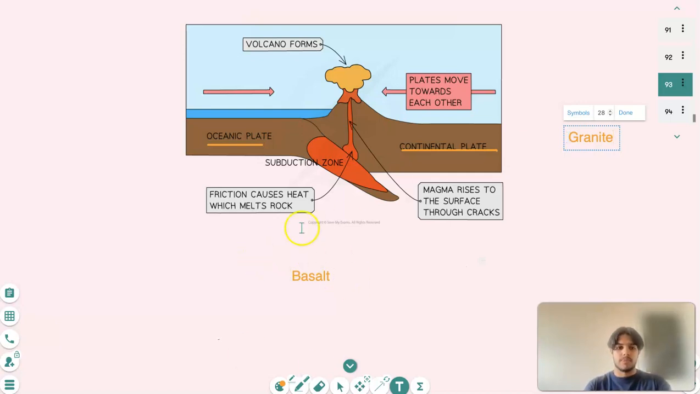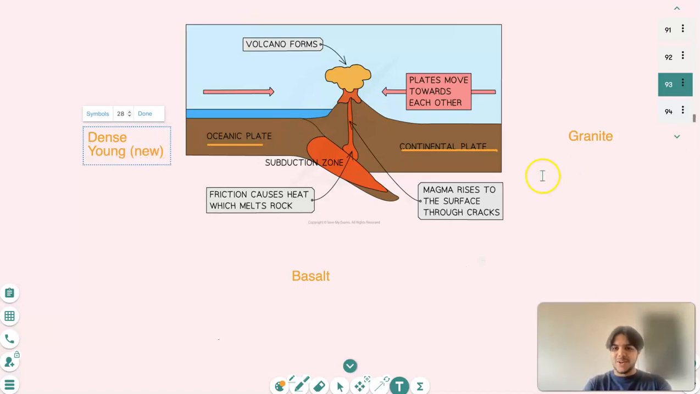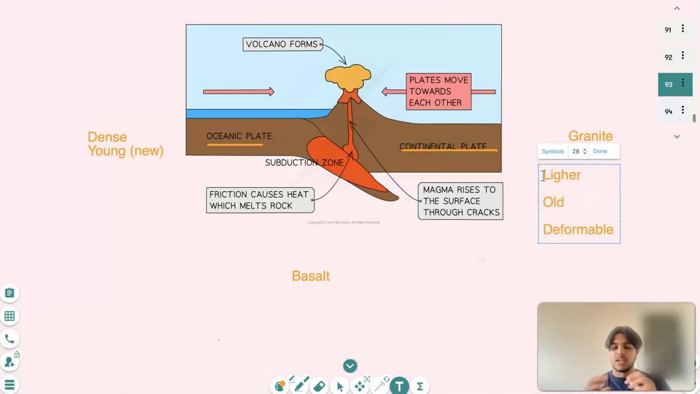than the oceanic plate. Okay, so if I write that down, the oceanic plate is denser, so it's dense, but it's also young. An emphasis on the word new. And then if we look at the continental plate, it's old, so it's lighter, it's old, and it's deformable, meaning it can easily have its shape changed to different types of dimensions based on the position of the plates moving towards each other.